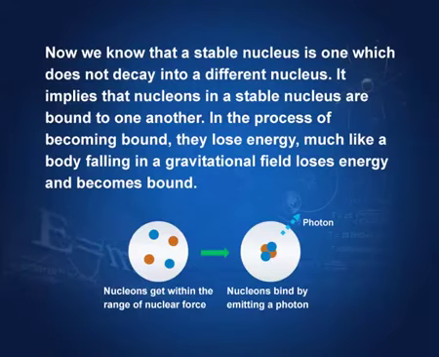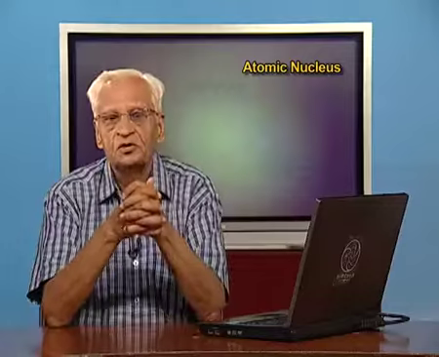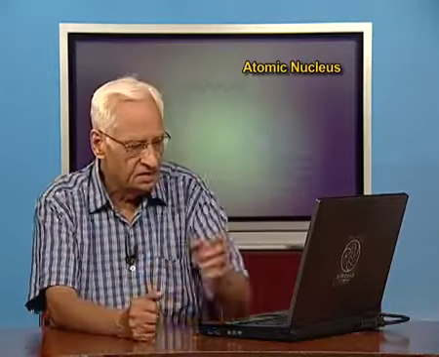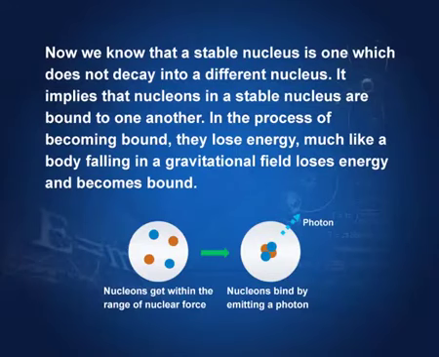You see, we know that a stable nucleus is one which does not decay into a different nucleus. It is obvious that nucleons in the stable nucleus are bound to one another. There are 4 nucleons in this nucleus, and if they are bound together, then the nucleus would be stable, otherwise it would be unstable. That is, they must come together and get bound to each other in this shape. In the process of binding, they emit energy in the form of photons, and the nucleus then becomes stable.